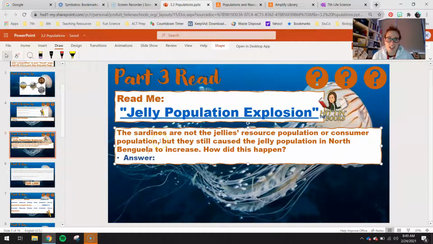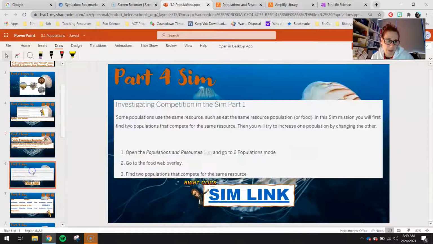The sardines are not the jelly's resource population or consumer population. So meaning that the jelly and the sardines are not connected by an arrow in that food web. One does not eat the other, or vice versa. But they still cause the jelly population in North Benguela to increase. How did this happen? So again, you guys are looking at two competing populations. So tell me a little bit about that.